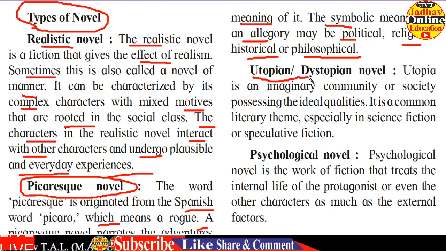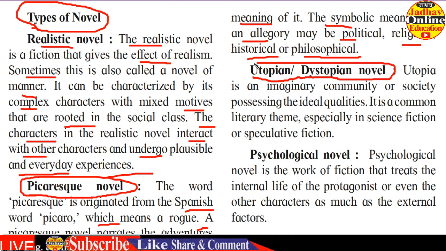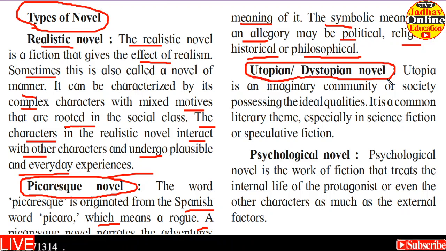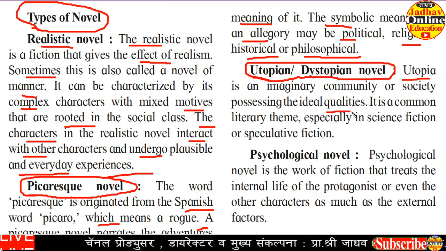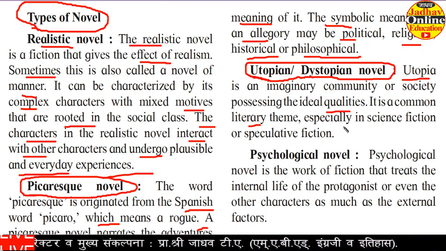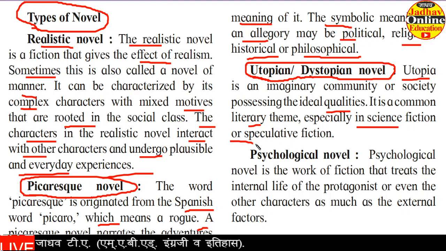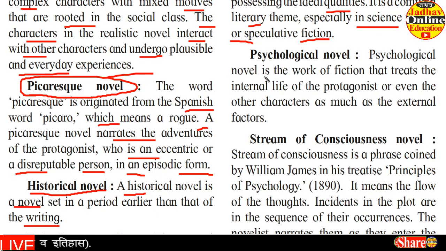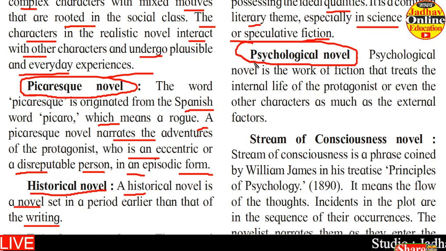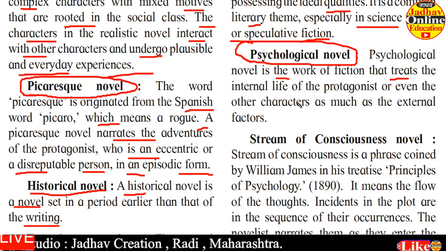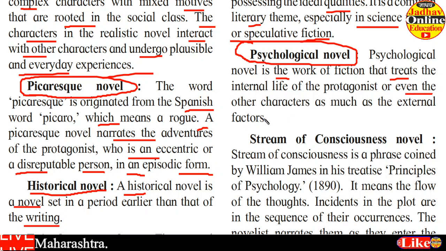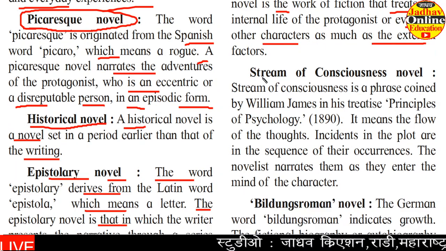Utopian or dystopian novel. This is the next type of the novel. Utopia is an imaginary community or society possessing ideal qualities. It is a common literary theme, especially in science fiction or speculative fiction. Psychological novel. A psychological novel is a work of fiction that treats the internal life of the protagonist or even the other characters as much as the external factors.